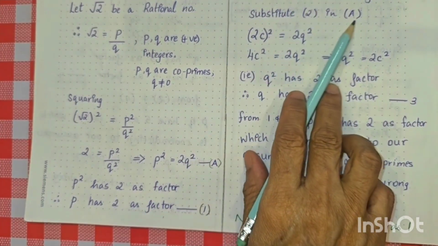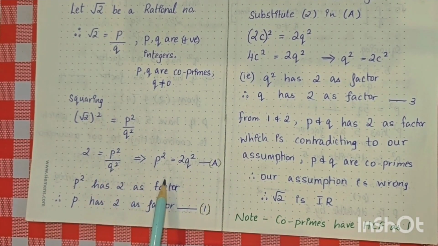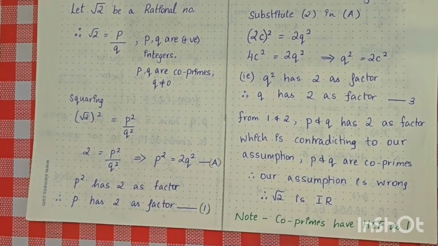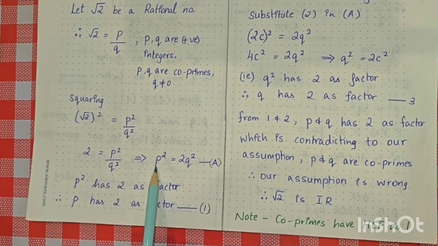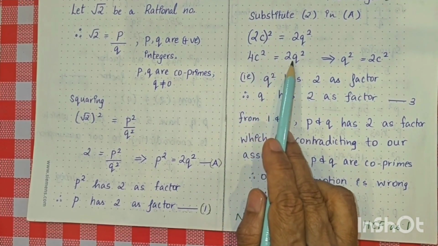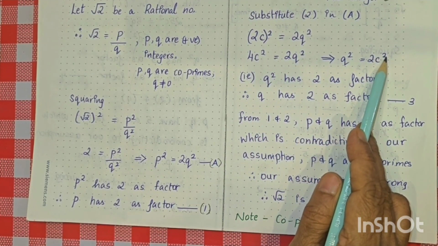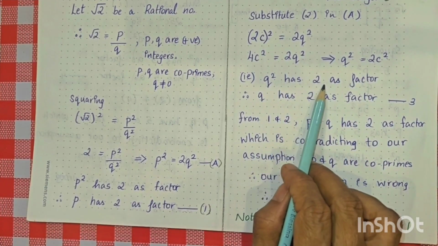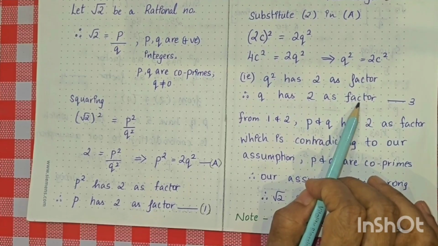Now substituting this p equal to 2c in this equation A, p squared equal to 2q squared. So 2c the whole square equal to 2q squared, 4c squared equal to 2q squared, therefore q squared equal to 2c squared.